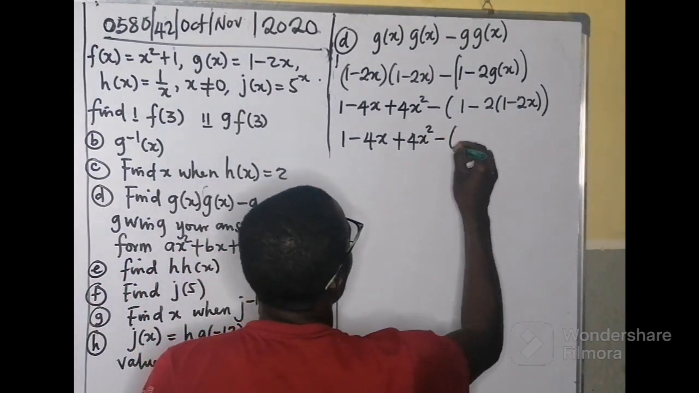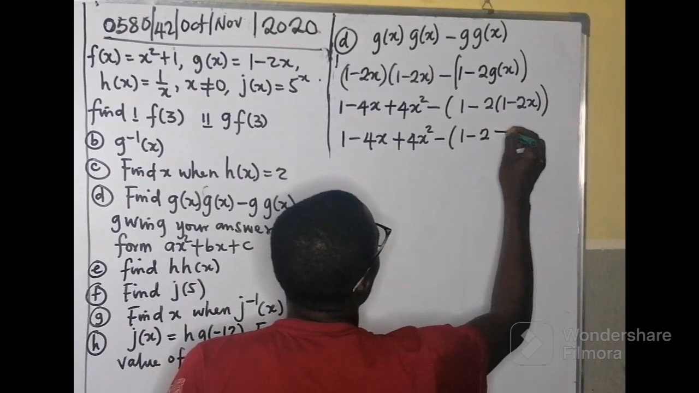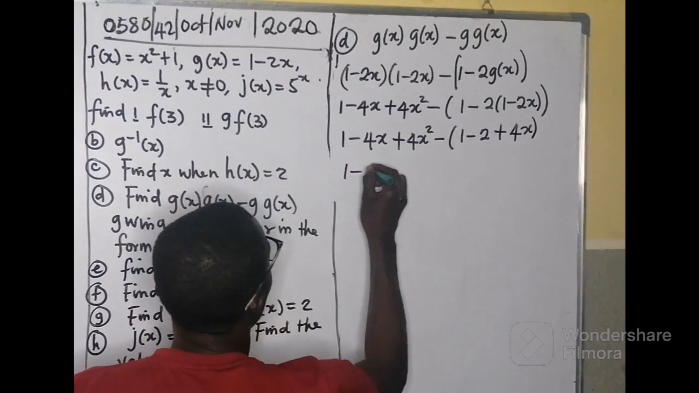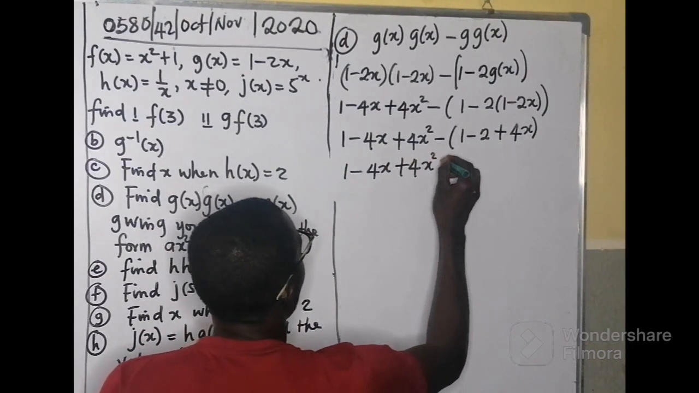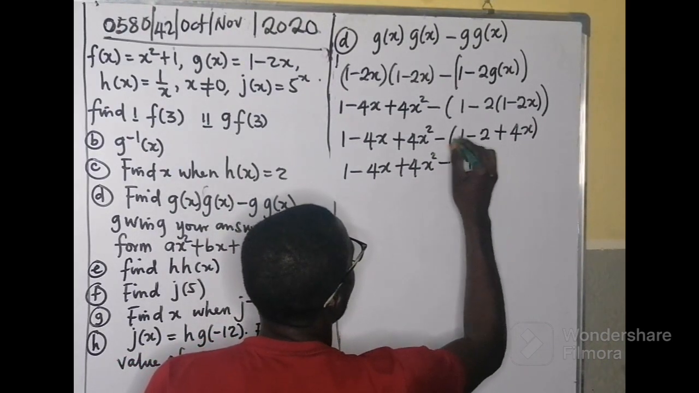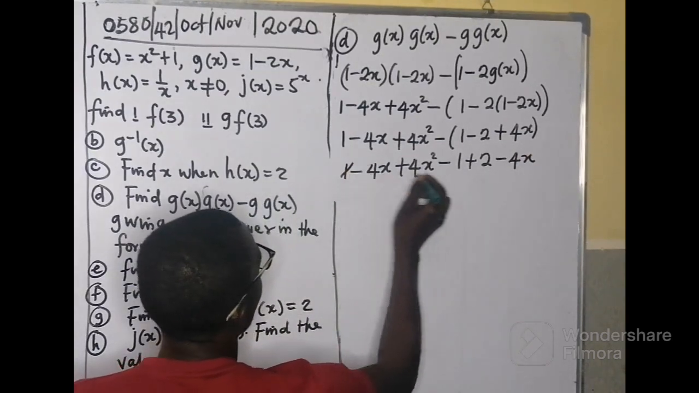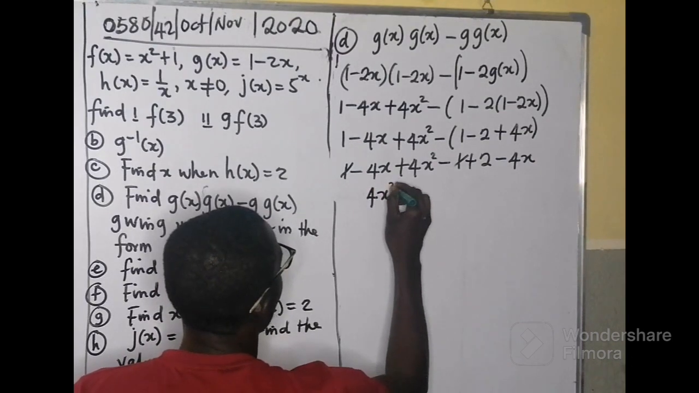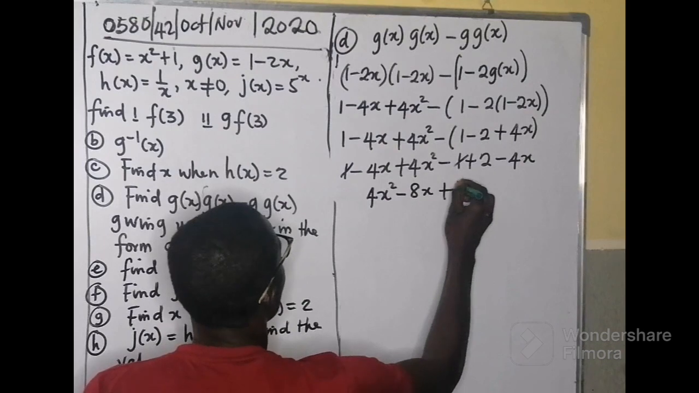Then minus, you put in bracket 1 minus 2 times 1, it gives you minus 2. Minus times minus will give you plus 4x. So what do we have? 1 minus 4x plus 4x squared minus 1. Minus times minus will give you plus 2. Minus times plus will give you what? Minus 4x. So 1 minus 1 here gives you 0. So at the end of the day, you have 4x squared, minus 4x, minus 4x gives you minus 8x, plus 2.